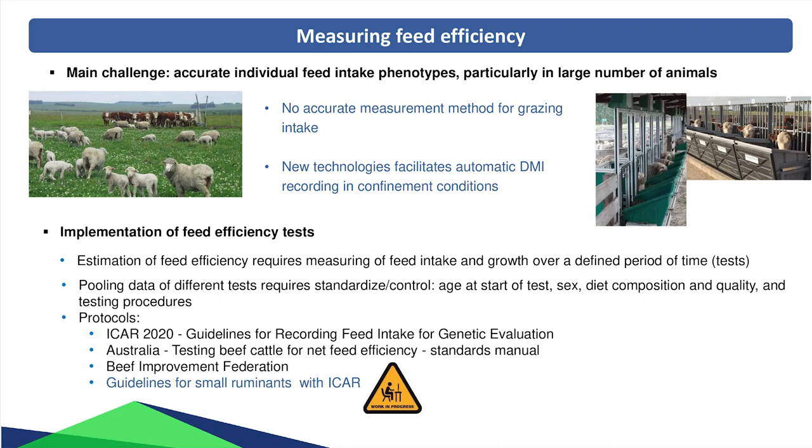Some of the key traits that are being standardized, because they have an effect on feed intake and also on growth, are the age at the start of the test and sex. One thing that is very, very important is diet composition and quality. It's important to try to keep constant the components that you use in the diet and the chemical composition or chemical quality of the diet. And also the testing procedures, how you collect the data and how you edit the data that you're going to analyze.